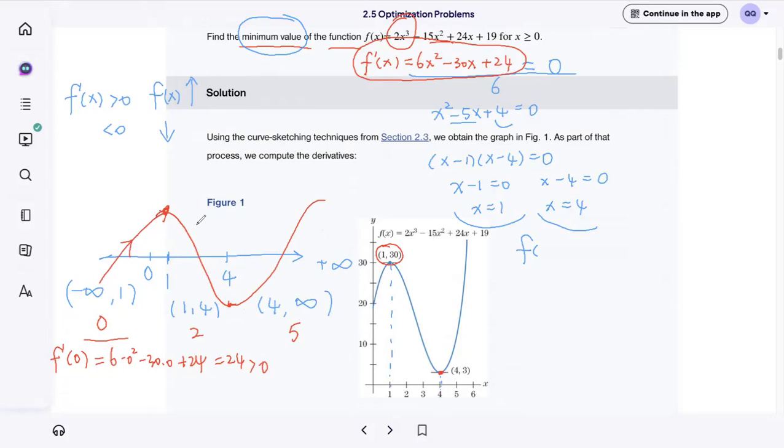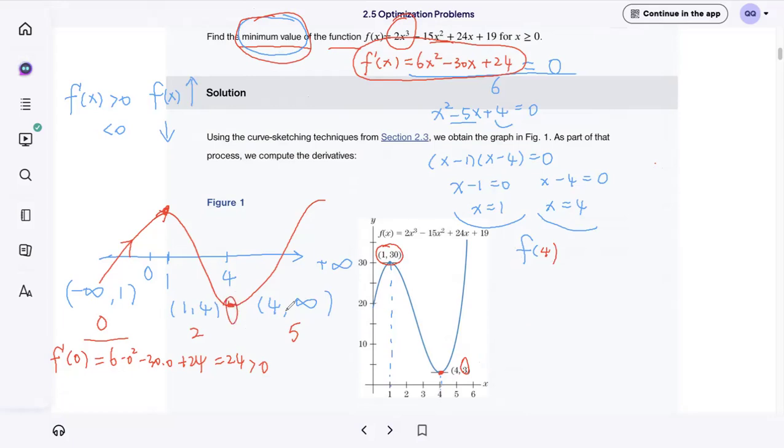All right, so we know 1 comma 30. How do we get 30 here? We just plug in, right? But in this case, we don't need to find the 1 comma 30 point because we are finding the minimum value. So we want to find this 3. How do we find this 3? We plug in 4. So now we know this one is a local or relative minimum.